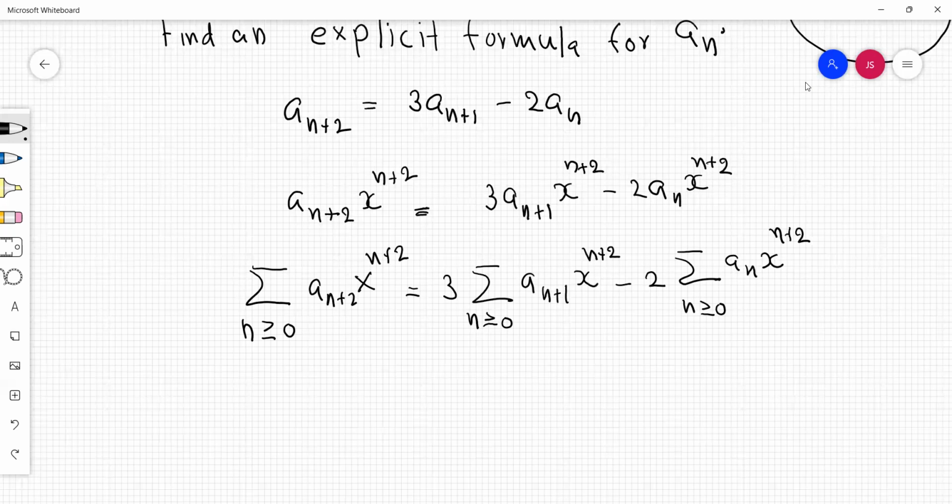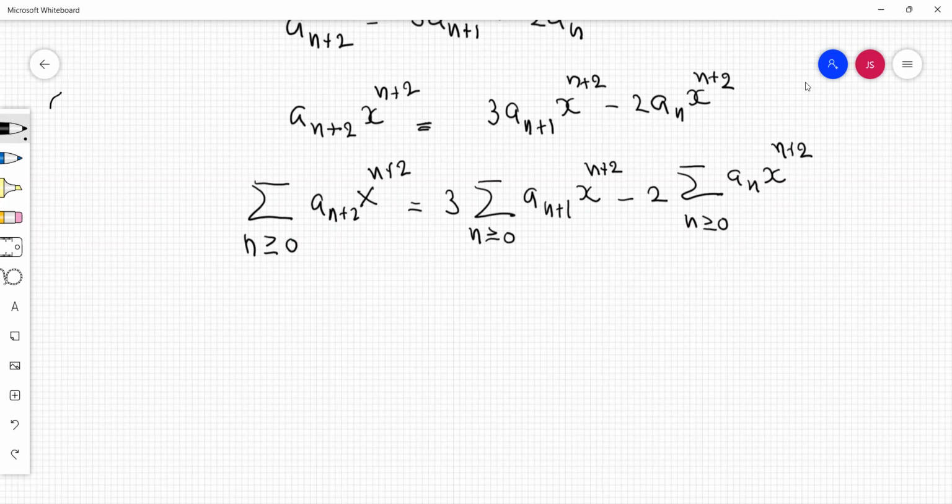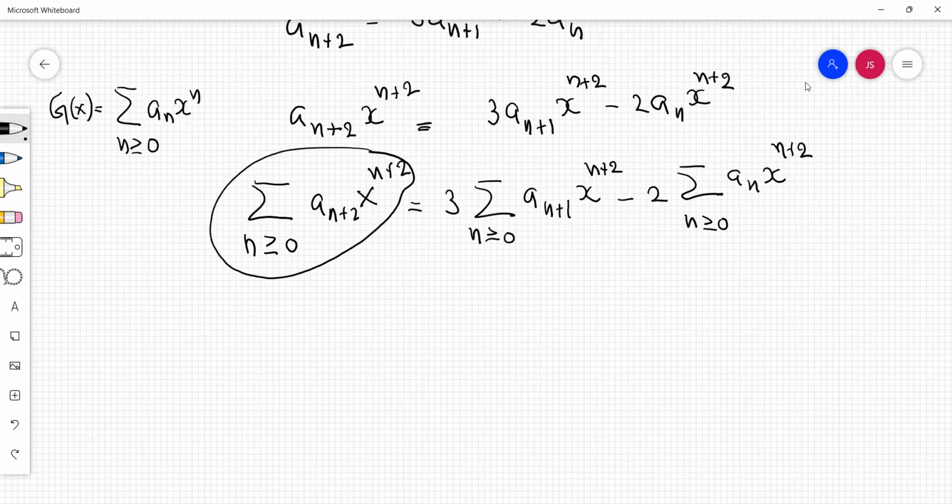Right. So we are ready to find the generating function. Now, of course, what is G(x)? Our standard generating function is the sum of a_n x^n, n greater than or equal to 0. According to that notation, this is equal to what?